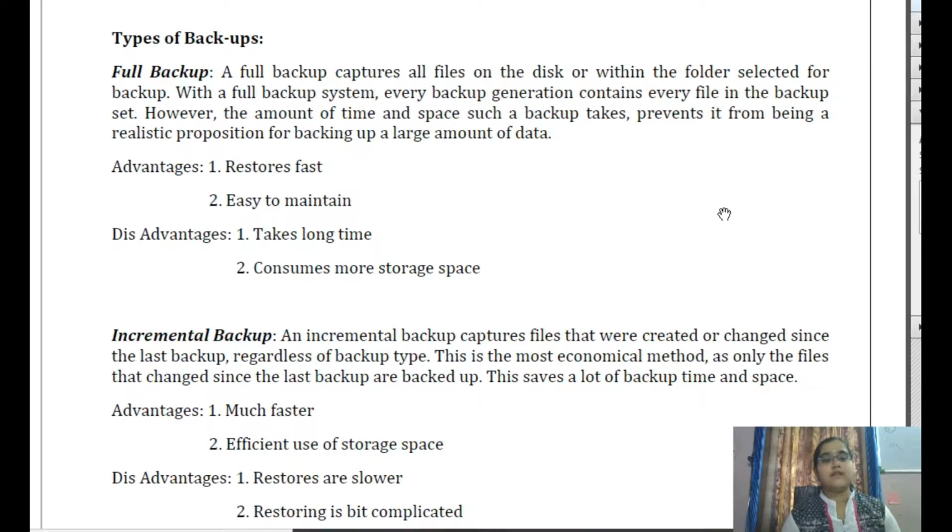So what are the advantages? It restores fast, and it is easy to maintain. And what are the disadvantages? It takes a long time because it should capture the full data for all the backup, and it consumes large storage space also.